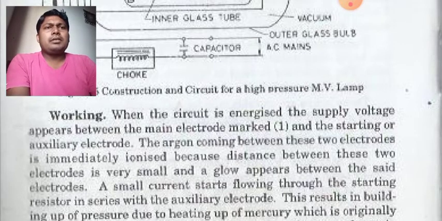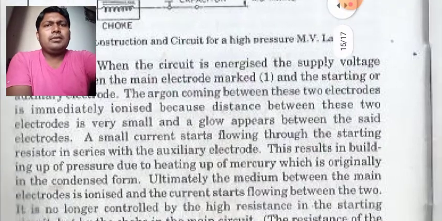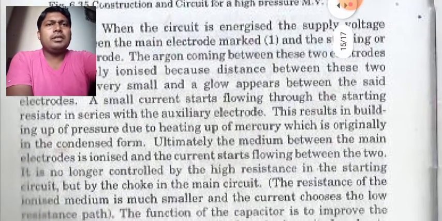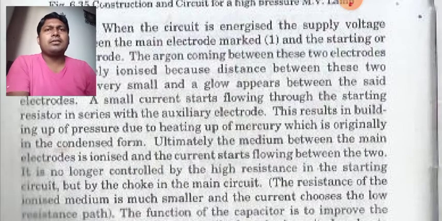and a glow appears between the said electrodes. So there is a glow formation, which in other words you can say is a spark also. This glow appears between the two electrodes. A small current starts flowing through the starting resistor in series with the auxiliary electrode. The result is a building up of pressure due to heating up of the mercury, which is originally in the condensed form.